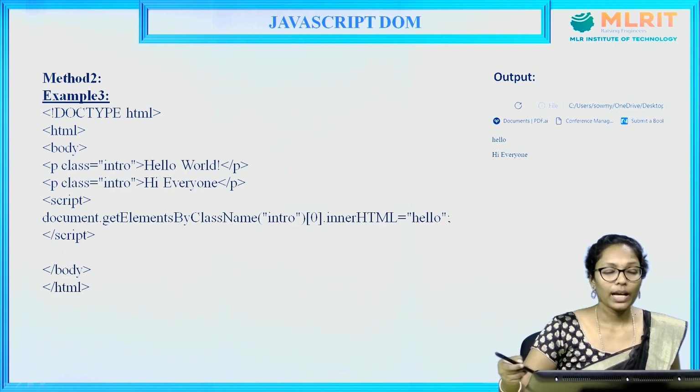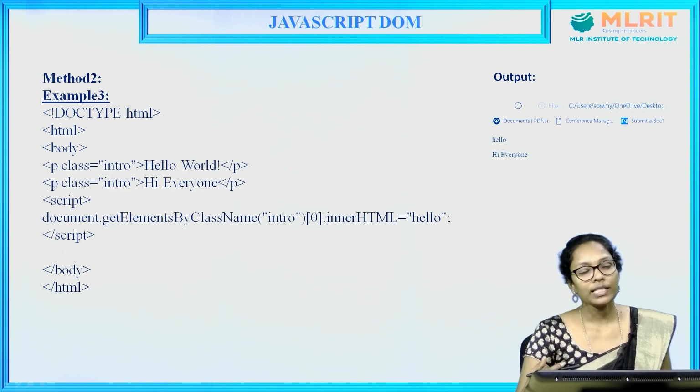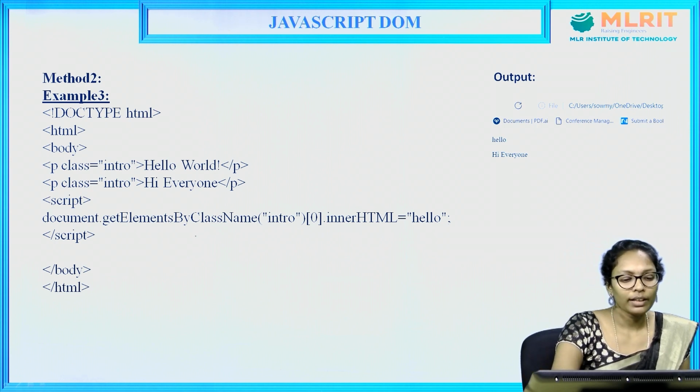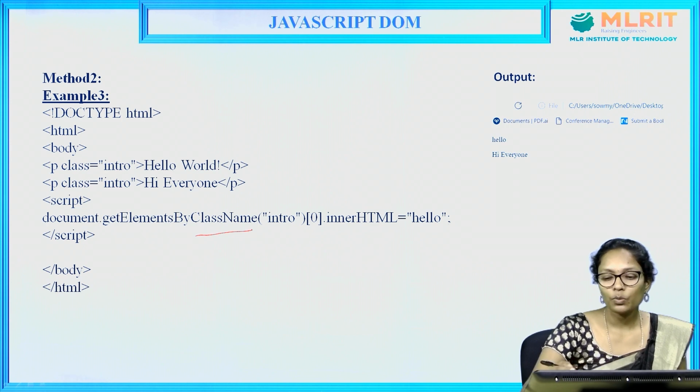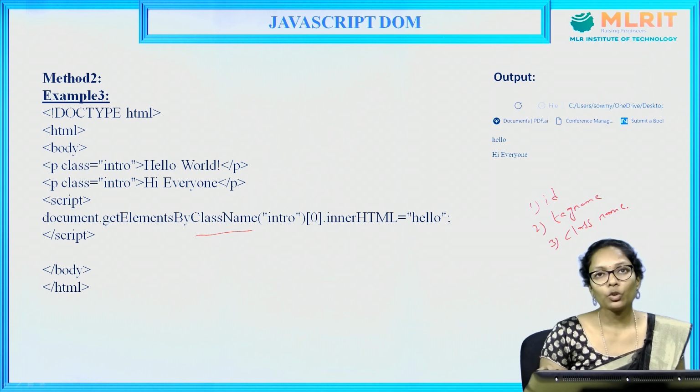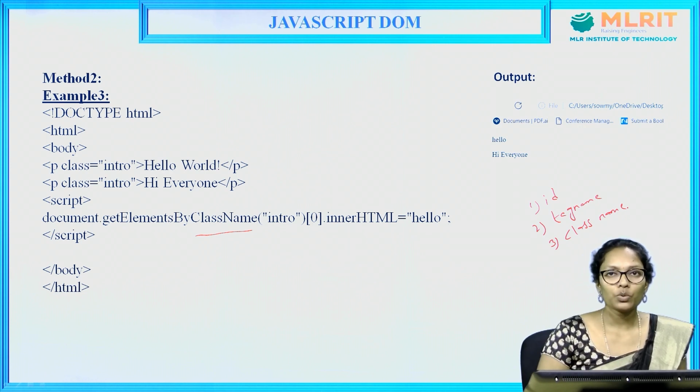So third method under this method 2. So here we are accessing the elements based on the class name. So we have seen the first 2 methods, right? The first one based on ID and the second one based on tag name and the third one based on the class name. So you can group some tags or some elements to a common class by using class attribute.